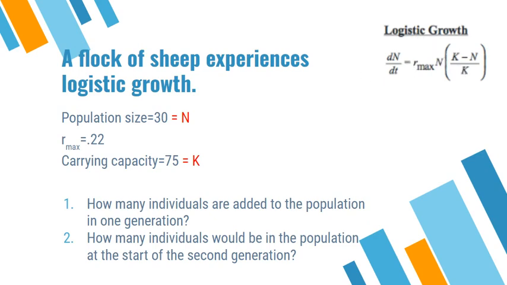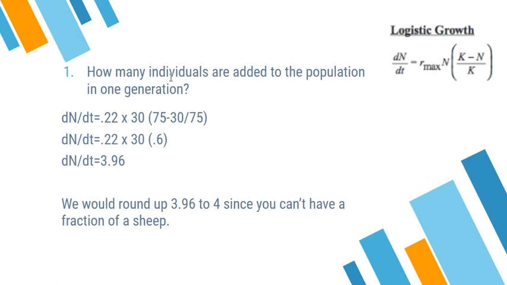Okay, so here we go. We're going to do 75 minus 30, which is 45. 45 divided by 75, that's the math we do next. 45 divided by 75, which is 0.6. 0.6 times 30 times 0.22 gives me 3.96. You can't have 0.96 of an animal, so we're going to round up. So that means we would add 4 individuals to this population in one generation.